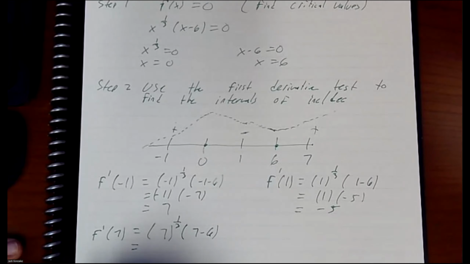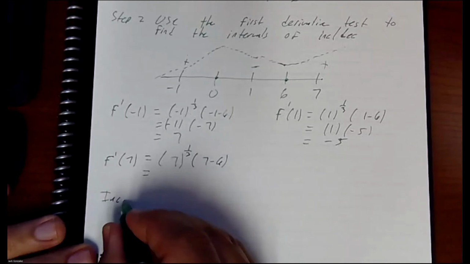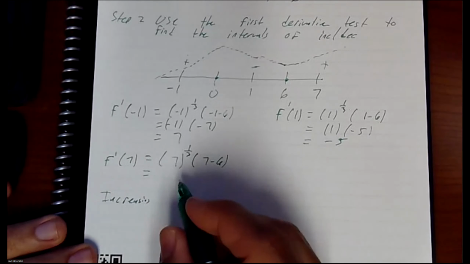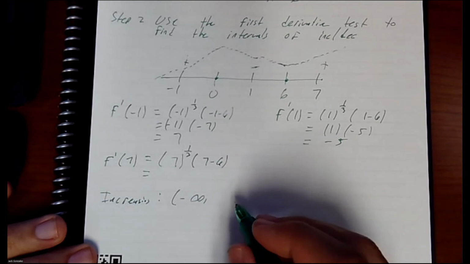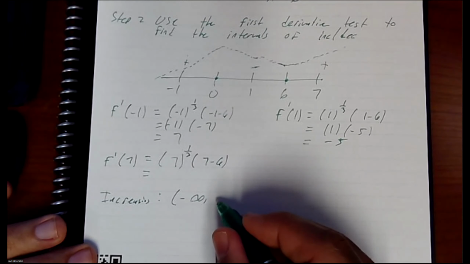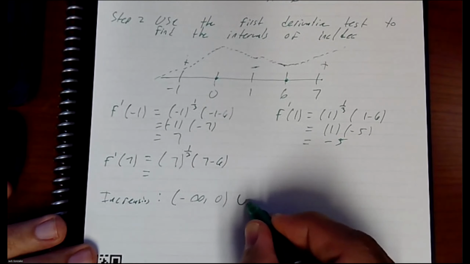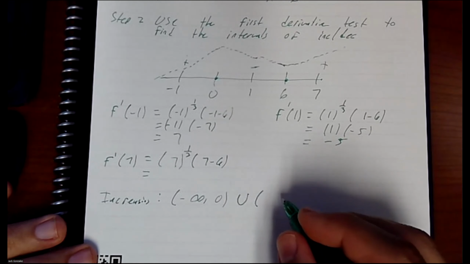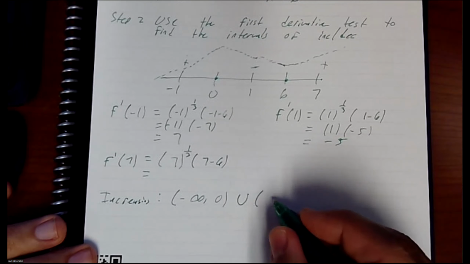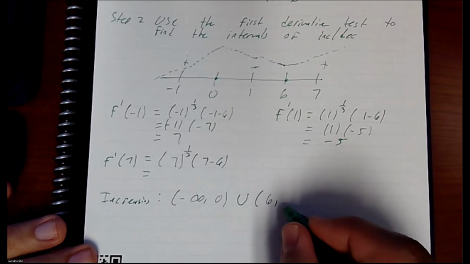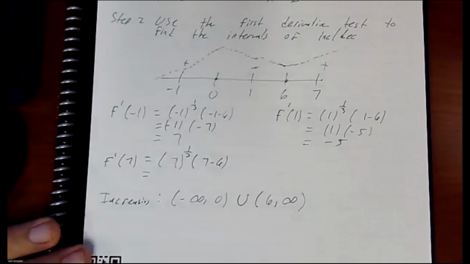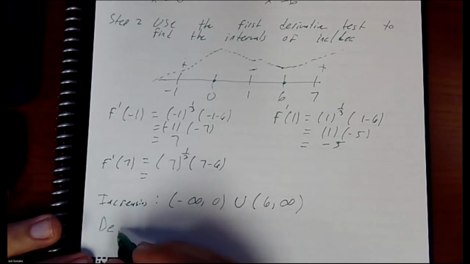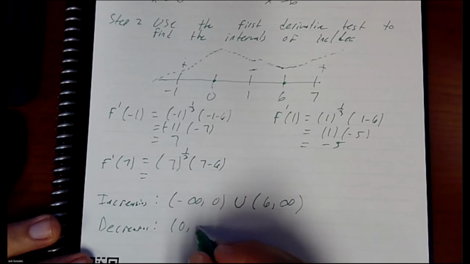Okay, so we have increasing from negative infinity all the way until 0. Increasing after 6. We're decreasing only in the middle, 0 to 6.